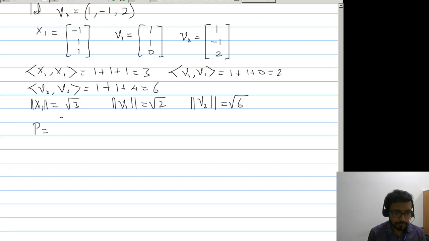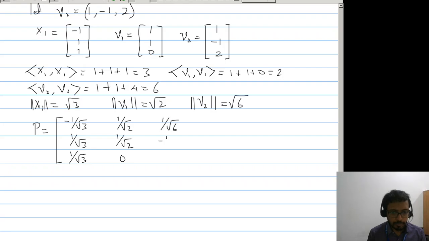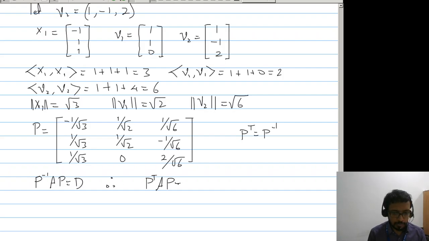So P will be minus 1 by root 3, 1 by root 3, 1 by root 3, 1 by root 2, 1 by root 2, 0, 1 by root 6, minus 1 by root 6, 2 by root 6. P transpose is equal to P inverse. P inverse AP equal to D. Therefore, P transpose AP equal to D.